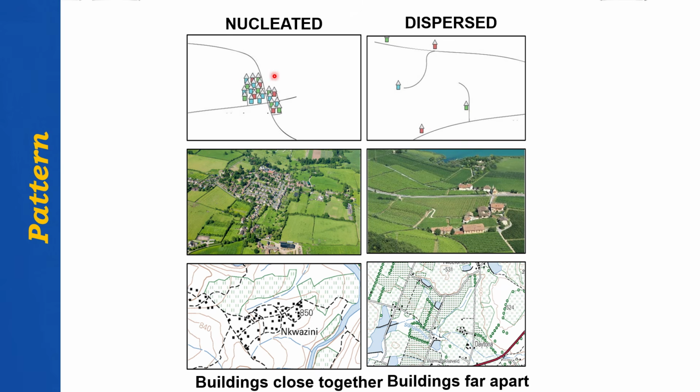They are nucleated. Look at this image. You can see this little sketch is representing this image here. Now this one here is representing this little image here. The houses are far apart. Here they are clustered. Clustered means they are nucleated. Dispersed means they are far apart. And now there's also a topographic map to represent the same information, because everything you learn about must be integrated into map work.